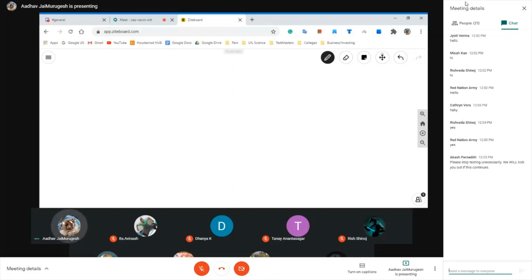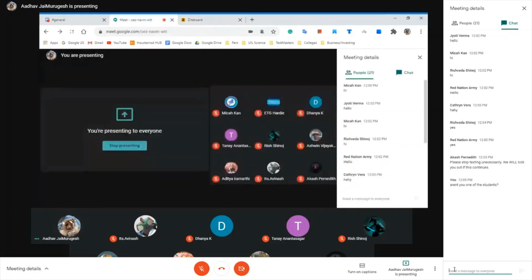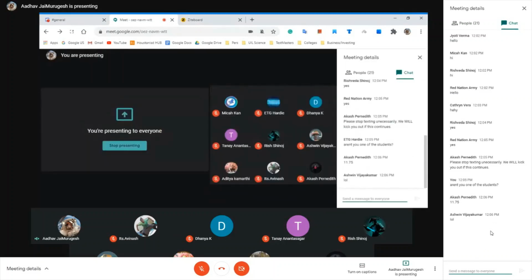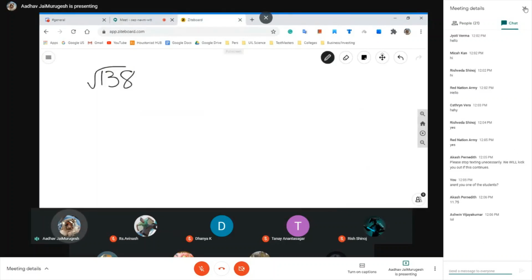Our first review problem is going to be how to get the square root of 138. We did this problem exactly in our last class. I just want to see how many of you remember how to do this. Please put it in the chat. Okay, guys.